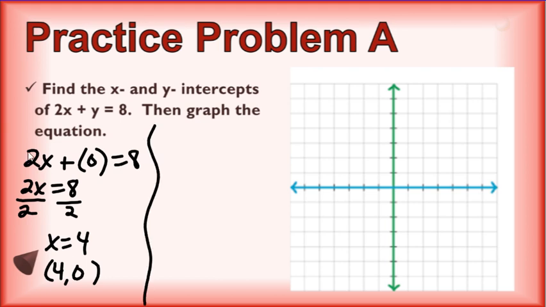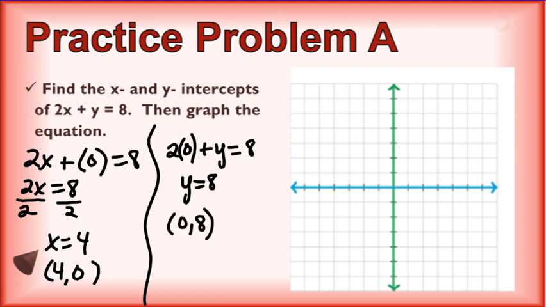Here, to find our y, put 0 in for x, plus y equals 8. So we already have y equals 8. So our ordered pair is when x is 0, y is 8. Again, go by 2's, so 2, 4, 6, 8. 2, 4, 6, 8. Plot our points.